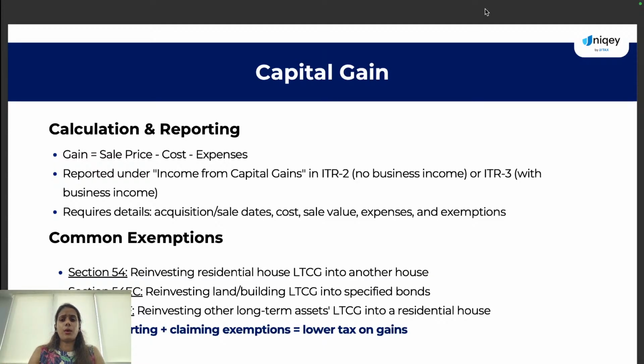There are a few common exemptions, or we can strategize our capital gains in a way that we save our taxes. There are a few sections like 54, 54EC, 54F in which we can reinvest our capital gain, and with the help of reinvesting, we can save our taxes on these capital gains as well.